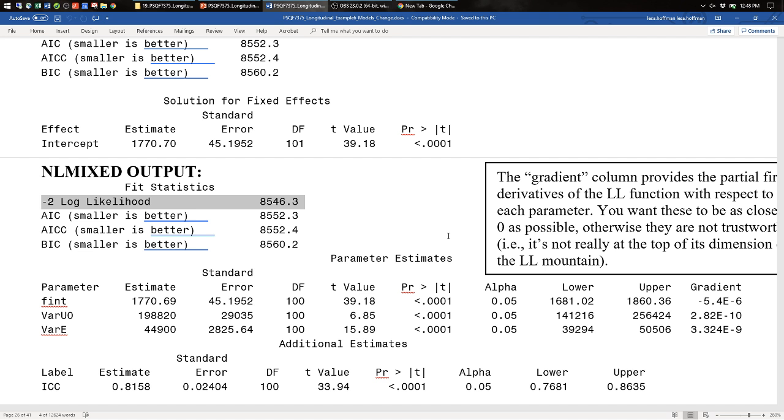Minus 2 times the log likelihood. So what estimator am I using? Regular maximum likelihood, not REML. REML does not exist in NLMIXED. REML also doesn't exist in structural equation modeling programs. So this is a limitation. If you're trying to use this to estimate a model that is new or that you're inventing, or you don't know how to estimate any other way, it has to be regular flavor ML.